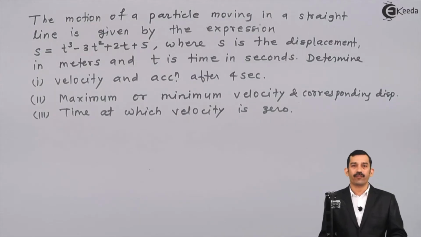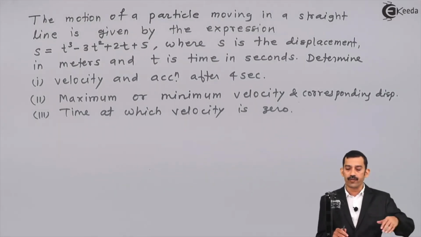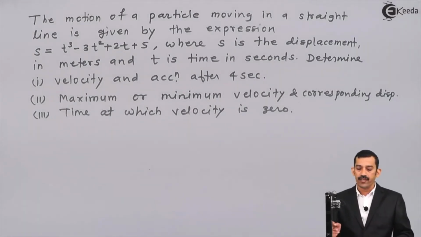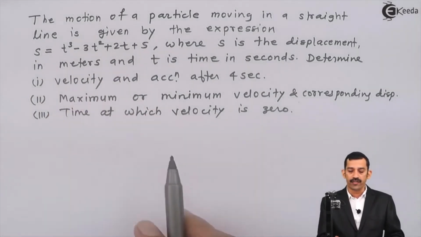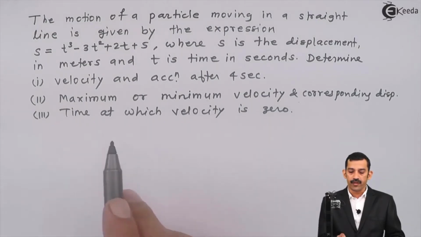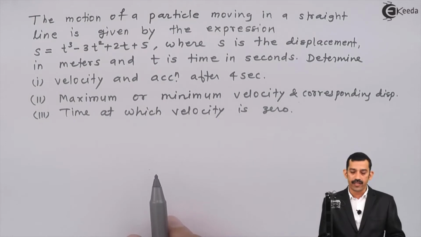Hi friends, we'll solve a problem on variable acceleration. Just see what is given in the problem. The motion of a particle moving in a straight line is given by the expression s equal to t cube minus 3t square plus 2t plus 5, where s is the displacement in meters and t is time in seconds. Determine, number 1, velocity and acceleration after 4 seconds; 2, maximum or minimum velocity and corresponding displacement.